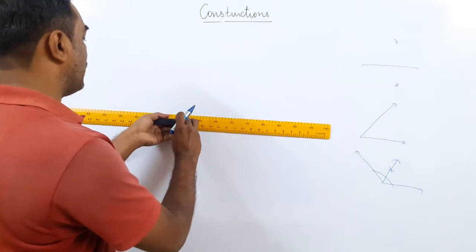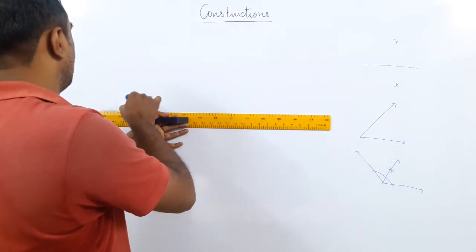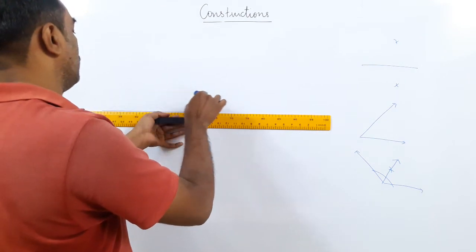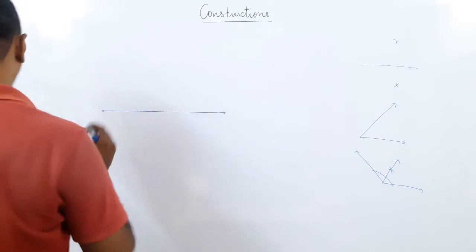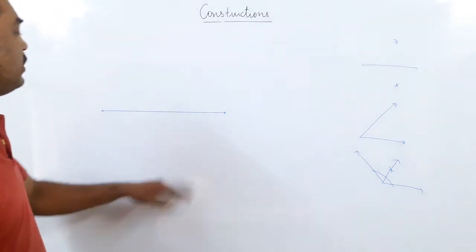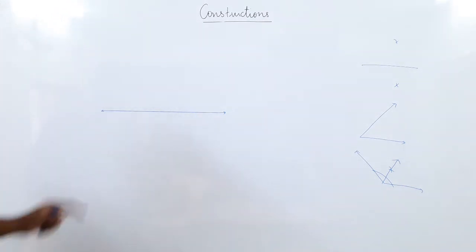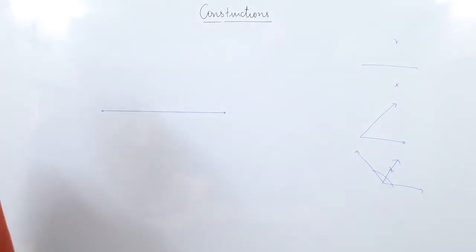Now today we want to try out something new. What are we going to try out? I've drawn a line here and what I want to do is draw a line parallel to this given line. Now how do I draw a line parallel to this given line? You can draw infinite lines parallel to this given line, but we'll see one thing.